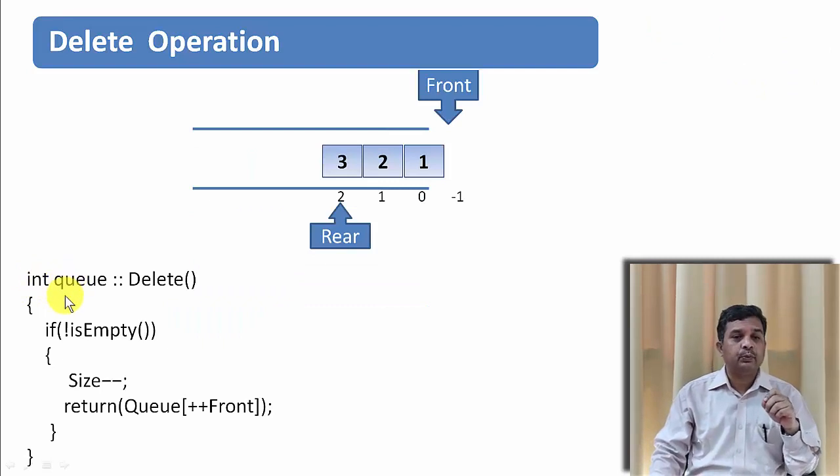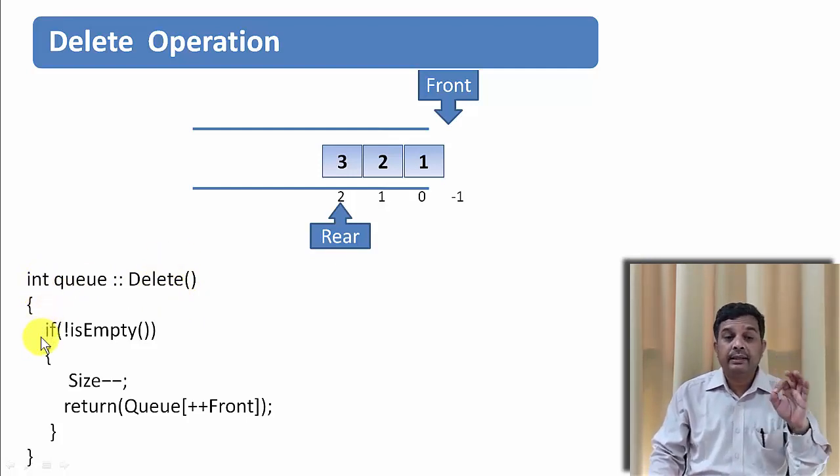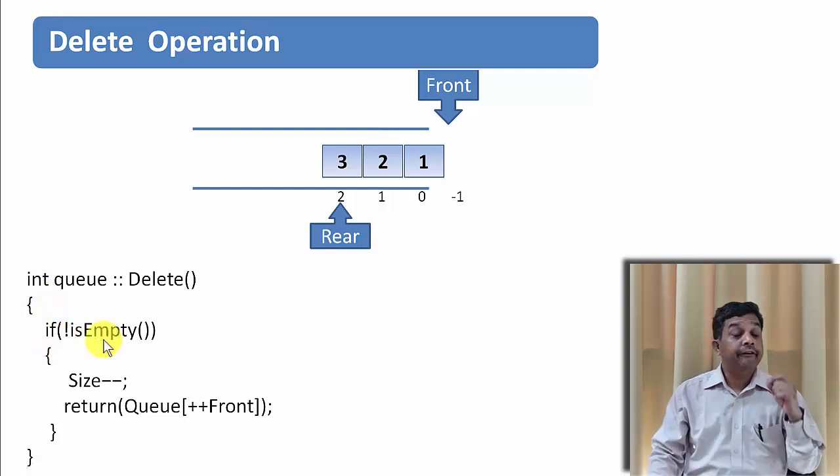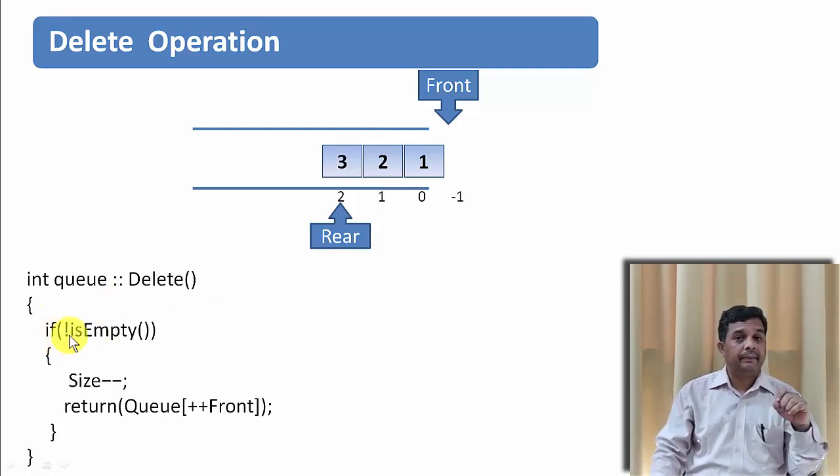Delete is the operation that we are going to perform, there is no parameter passed for it, and the return value is an integer value. So we are going to check whether the queue is empty or not. If the queue is empty, we are not allowed to delete the element. Otherwise, we will decrease the size and return the front element.